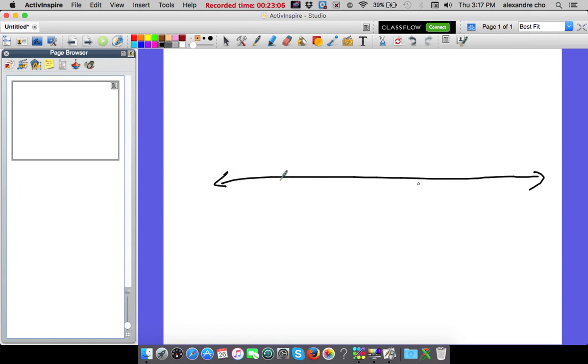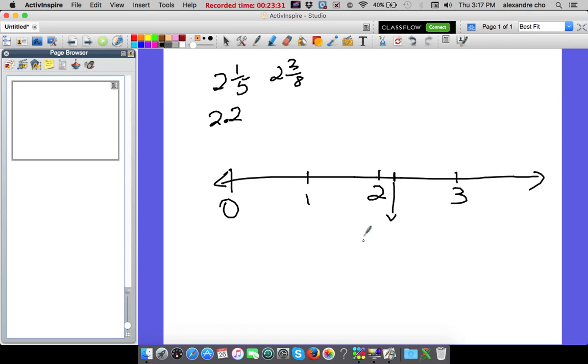Positives now. Good. So again, we don't have to worry about the negative. So 0 is on this side, and we're going this way. If that's a 1, that's a 2, and that's a 3. The two numbers we're talking about are 2 and 1/5 and 2 and 3/8. Okay, so I would change that to decimal. 1/5 is the same thing as 0.2, so this is the location, 2.2. And 3/8, I have no idea.